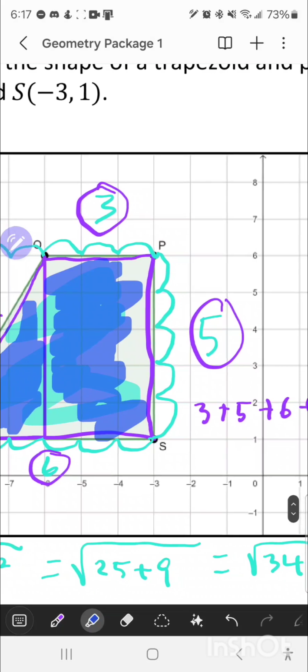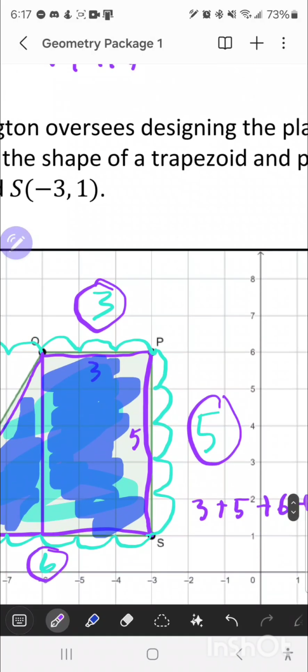So first, for my rectangle, I know this side right here is 3, and this side right here is 5. So my area is equal to base times height. This is going to be the base. They are the same size because it's a rectangle, so this is also 3, and this is also 5. So this is going to be 3.